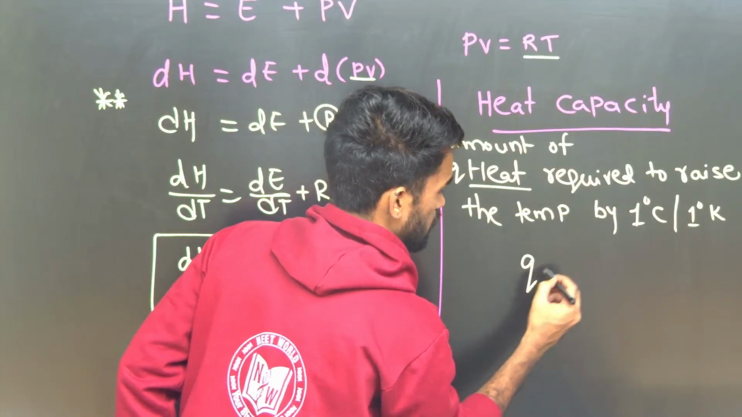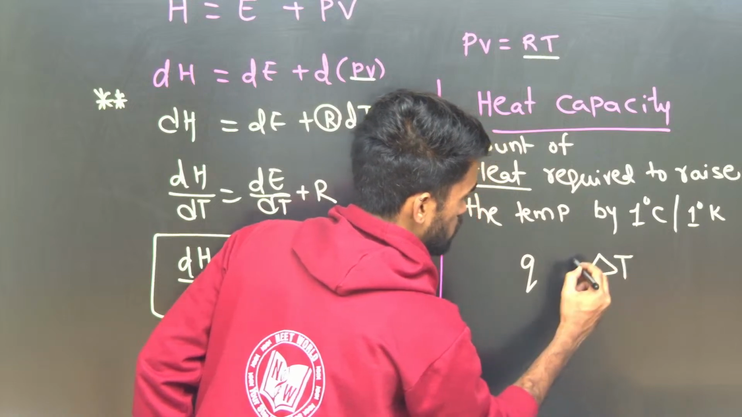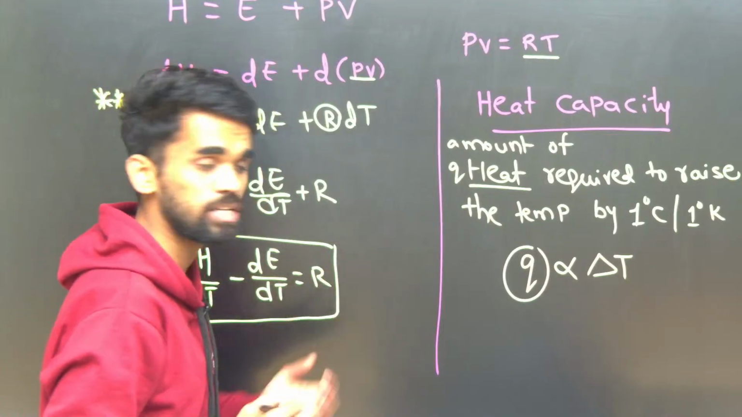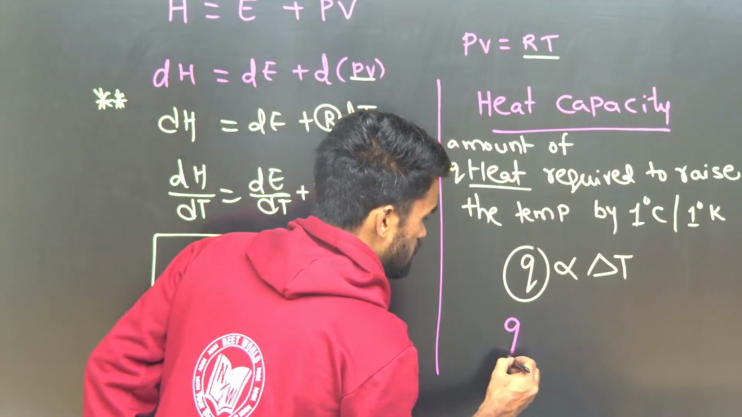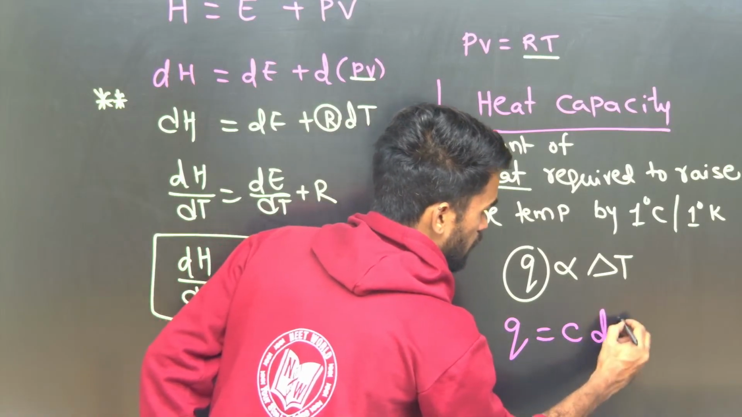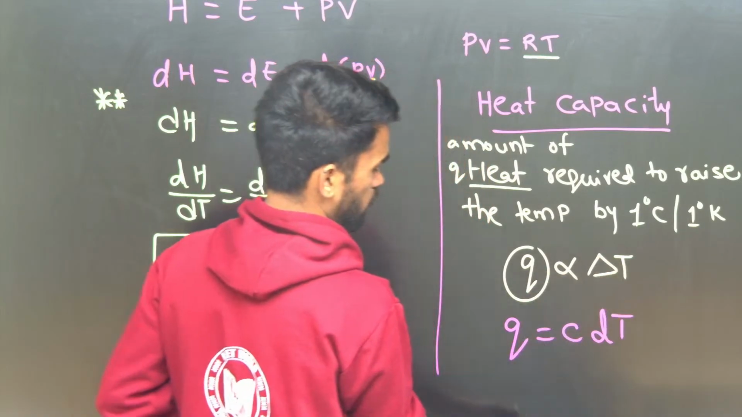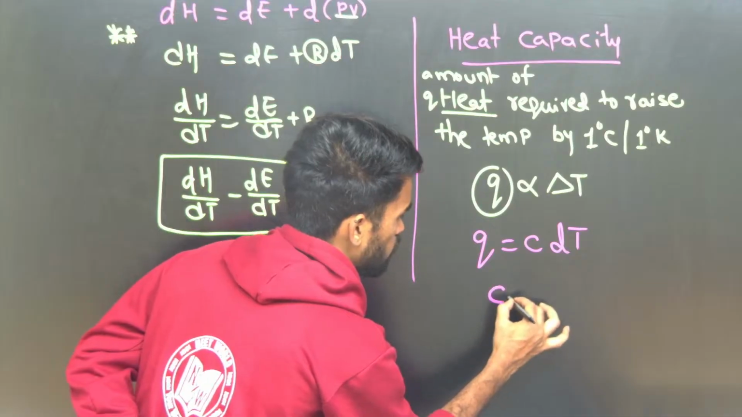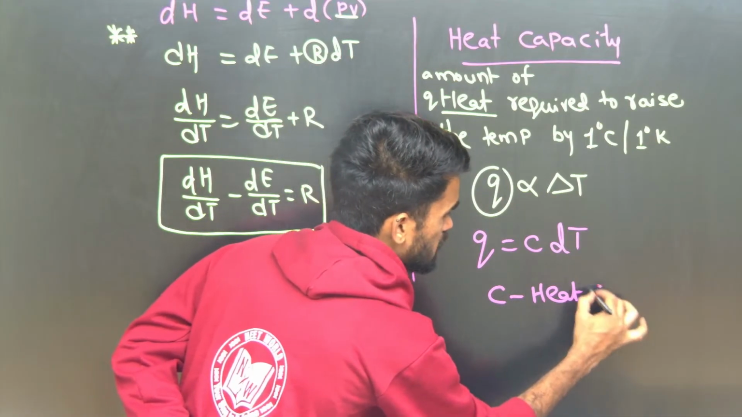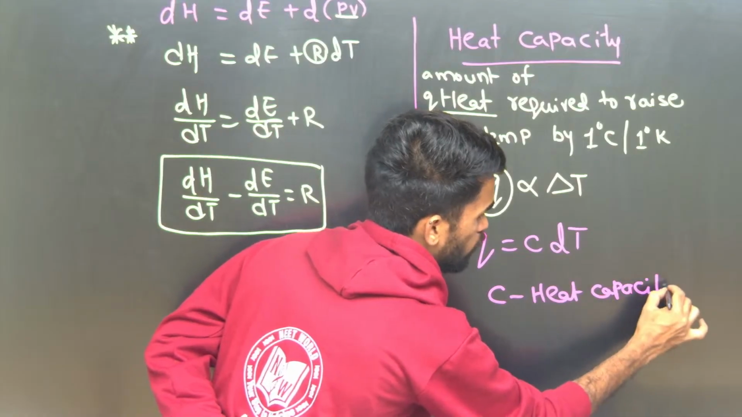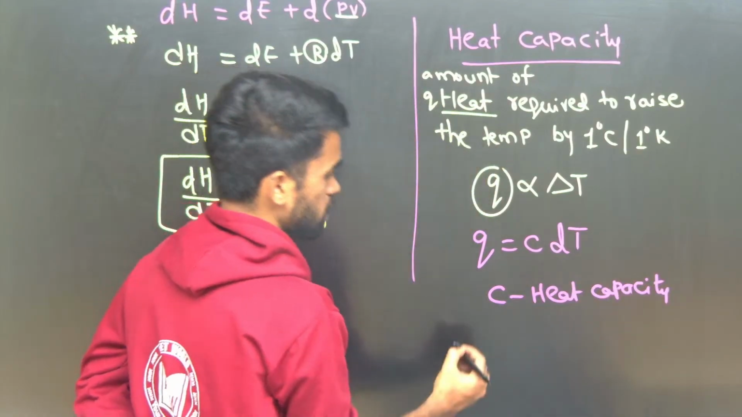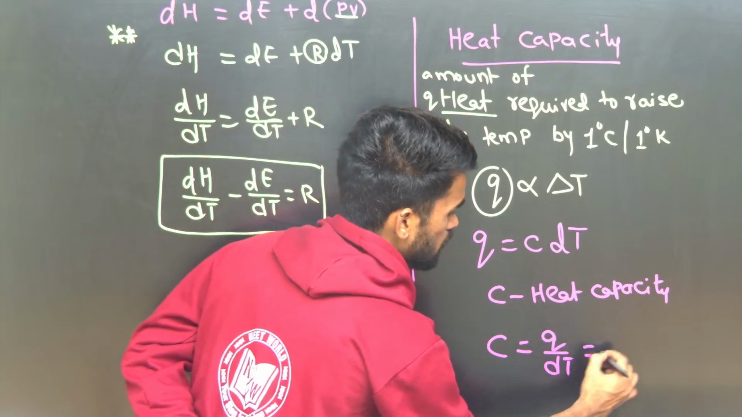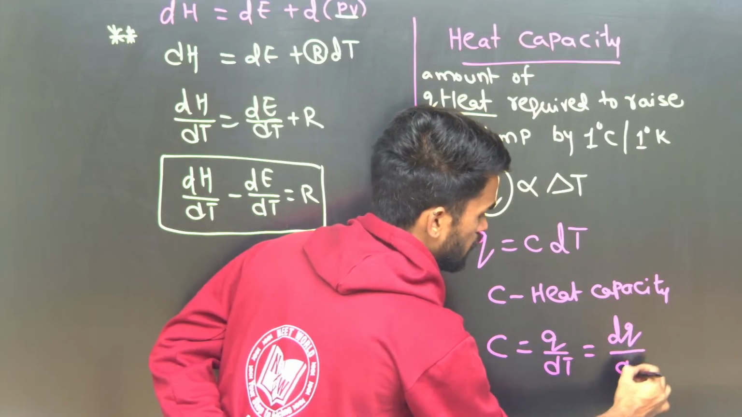The temperature rise will be proportional to the amount of heat Q supplied to the system, or that particular substance. So I can write Q is equal to C dT, or delta T. Here you can consider d and delta as similar terms. Now this C, whatever I have written, is called heat capacity. I will show you a few questions on this. Just remember, C is equal to Q by dT, or for small changes you can write it as dQ by dT.